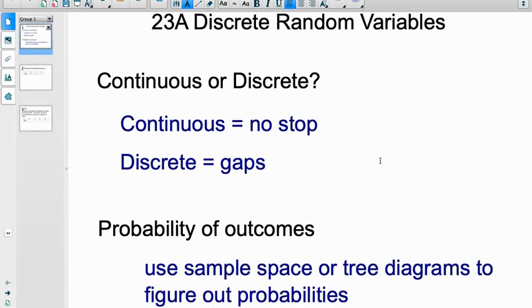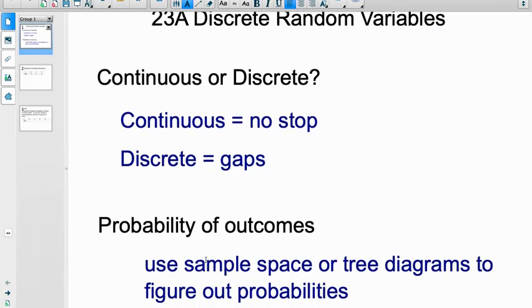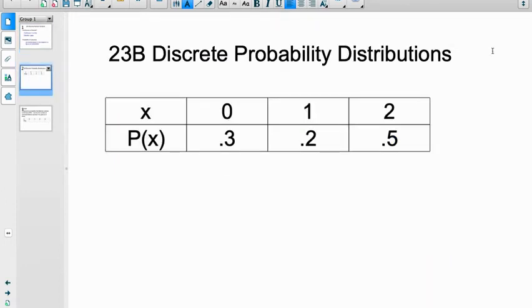Then we're going to have to deal with probability of outcomes using sample space or tree diagrams, just like last chapter, to figure out probabilities. So here is a probability distribution. A couple things to note about this. These probabilities should always add to 1. If they don't, something's wrong.